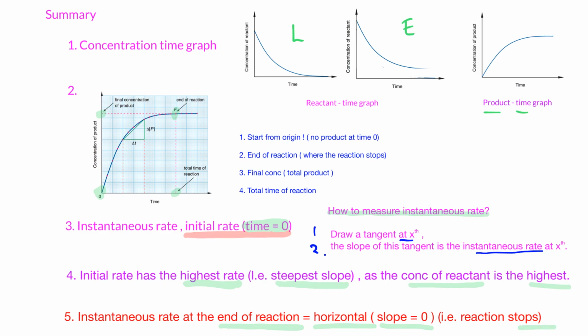So basically this is the concept of the average rate, instantaneous rate, and also the concentration time graph.